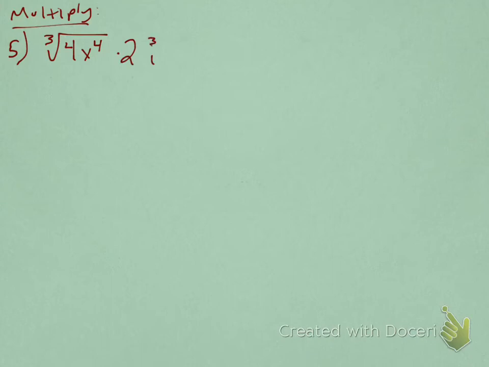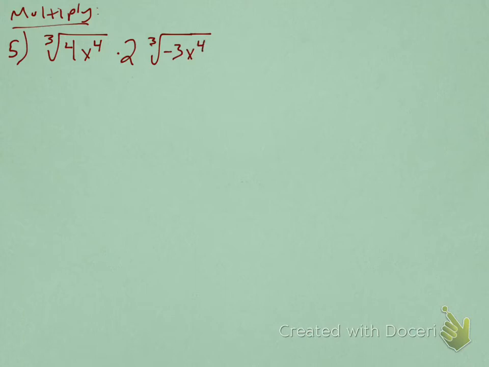Let's look into multiplying radicals. So let's multiply. And this relies on some of the same things we've already done before. They just look a little bit scarier because the indices are a little bit higher on the radicals. Let's look at this one. Let's say we have the cube root of 4x to the 4th times 2 times the cube root of negative 3x to the 4th.